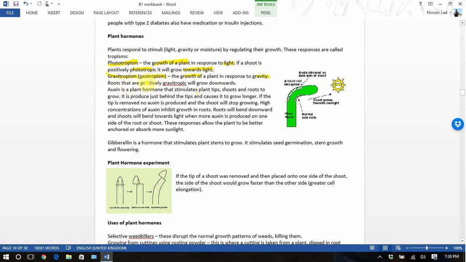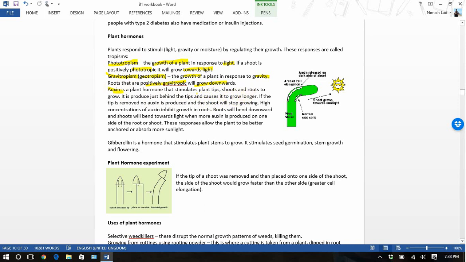Roots are positively gravitropic, so in other words they grow towards gravity, therefore they grow down. Here's the plant hormone. It's called an auxin. Auxin is a plant hormone that stimulates the plant tips, shoots and roots to grow. So that's the thing that causes shoots, roots and tips to grow. It is produced just behind the tips and causes them to grow longer.